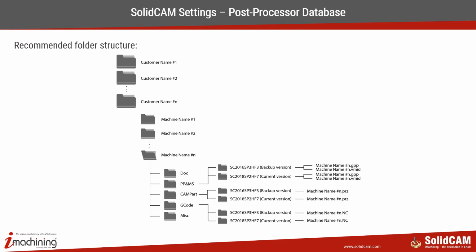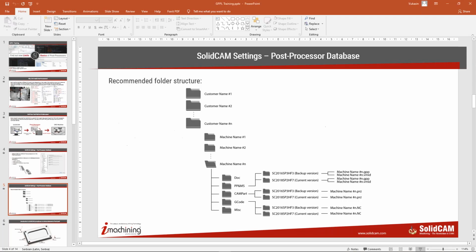Now, post processor, COM part, and G-code folders are split in versions, like I said, because of the version control. So you always have the backup and you have the most recent post processor. Now, I hope all of you downloaded the files from the invitation, and we can create our own database that we'll use in the training session and just to test this folder structure.